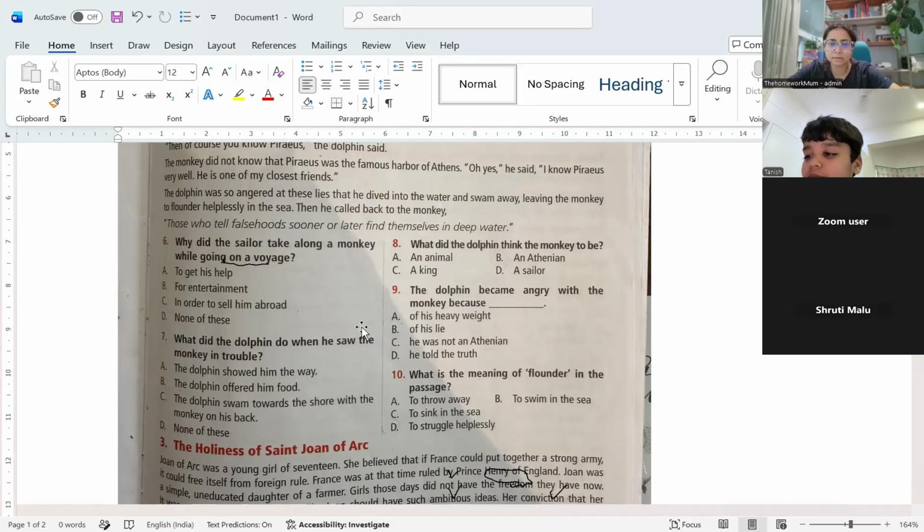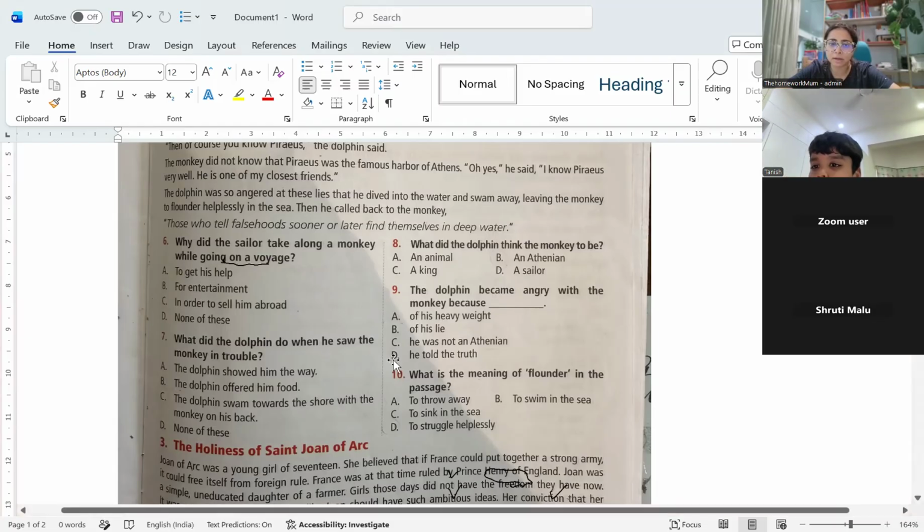Okay, don't tell the answer. Question number 10: What is the meaning of flounder in the passage? Do you know the answer for this also? Yes. Okay, don't tell the answer. To throw away, to sink in the sea, to struggle helplessly to swim in the sea. Okay, we will underline where this word is and we will find the answer now.